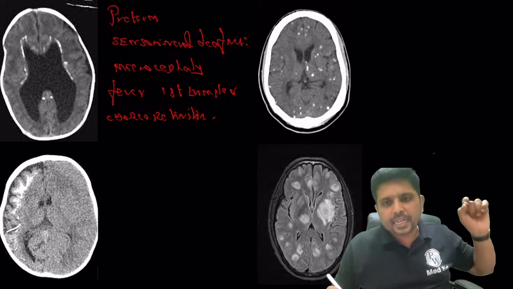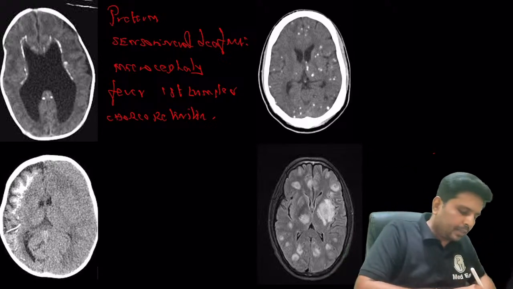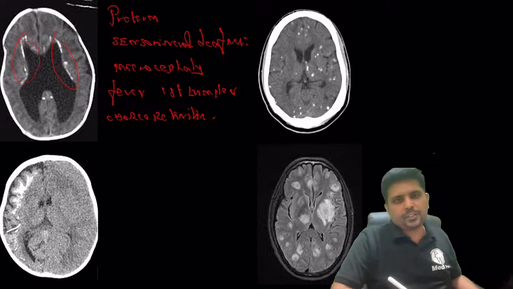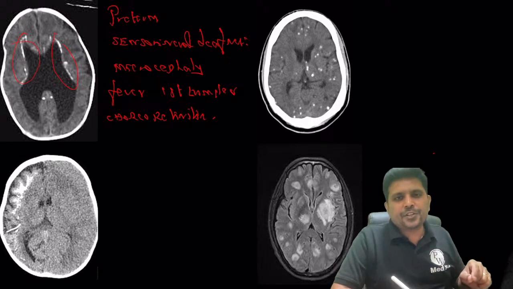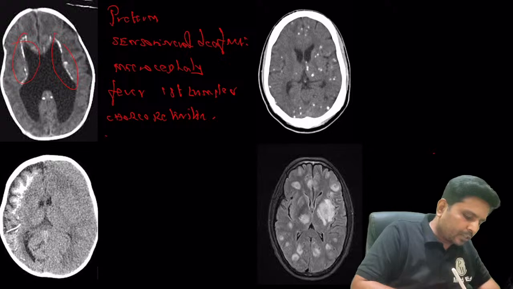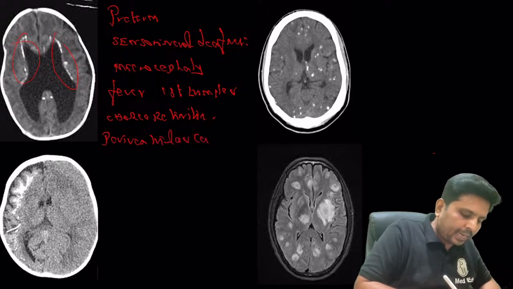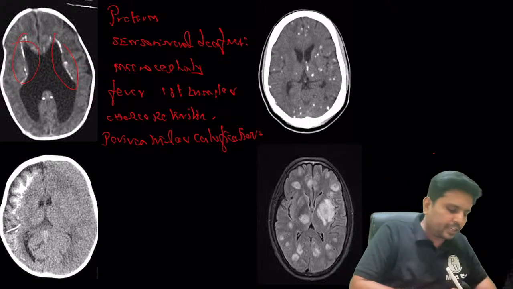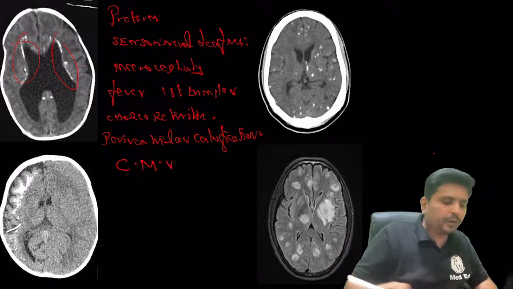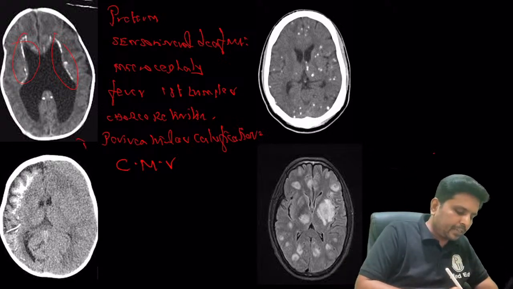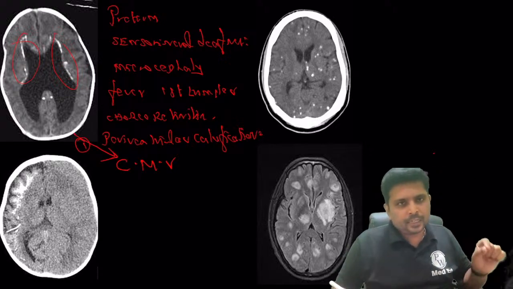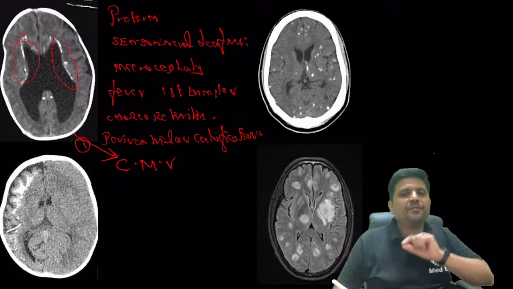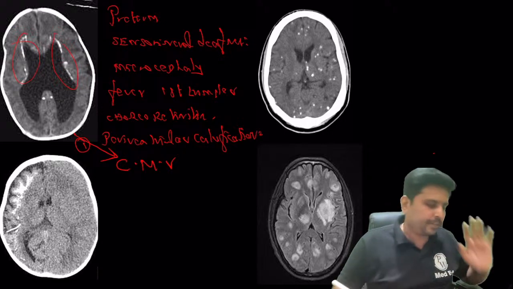Now tell me what is the image finding for the first one. The image finding for the first one is periventricular calcification in CT. Can you tell me in which infection you will get this periventricular calcification? It occurs in cytomegalovirus. So the first image is cytomegalovirus. The spotter is periventricular calcification that can be picked up in CT.